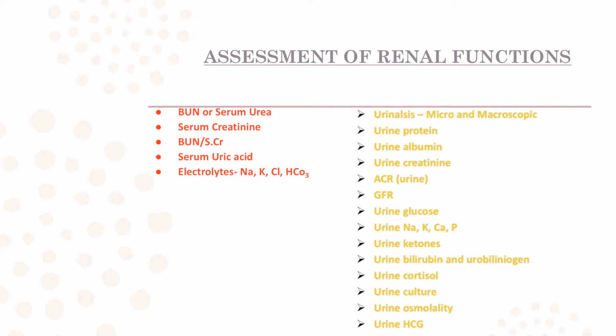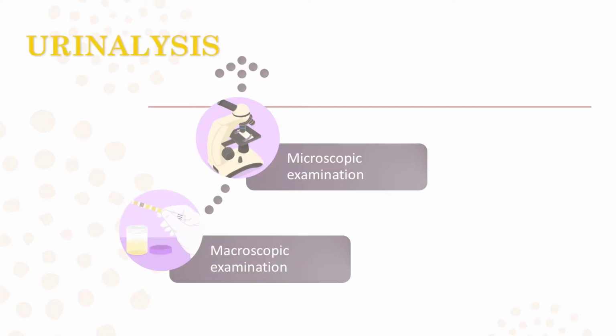The urine tests, the first test includes urinalysis, that is microscopic examination and macroscopic examination of urine. Next is urine protein, then urine albumin, then urine creatinine, then albumin to creatinine ratio, then glomerular filtration rate, urine glucose, urine sodium, potassium, calcium, phosphorus, urine ketones, urine bilirubin and urobilinogen, urine cortisol, urine culture, urine osmolality and urine HCG.